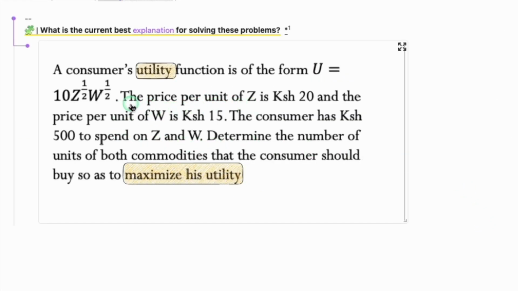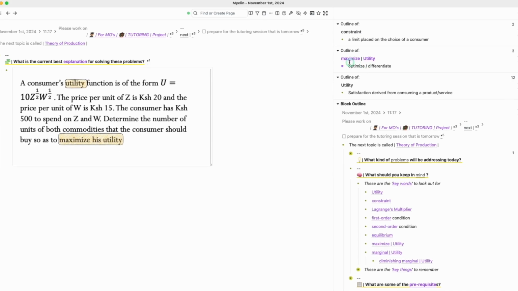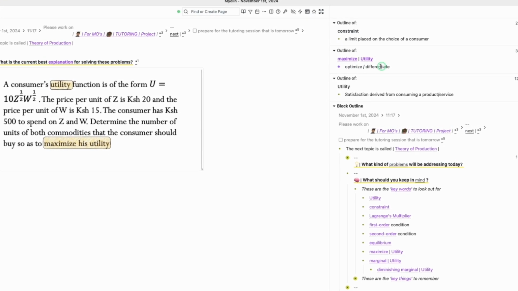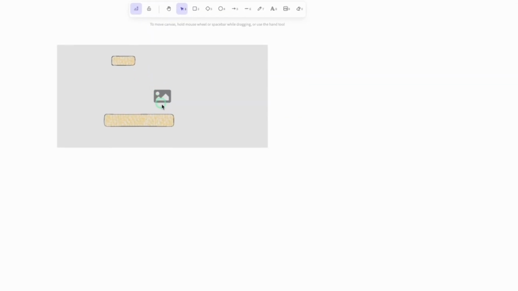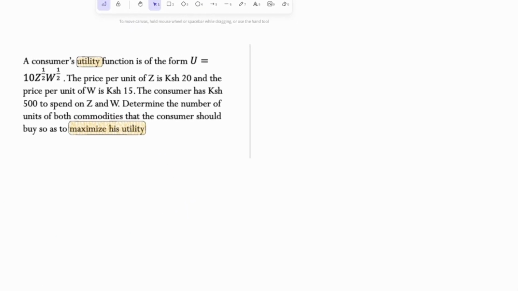In this particular case, we're being told that the price per unit of Z is Ksh 20 and the price per unit of W is Ksh 15. The consumer has Ksh 500 to spend. That's their constraint. That is what they are limited to. However, we need to come up with those two functions first and combine them before we maximize, before we differentiate. So we're going to go through that and see how that is done in this particular case.